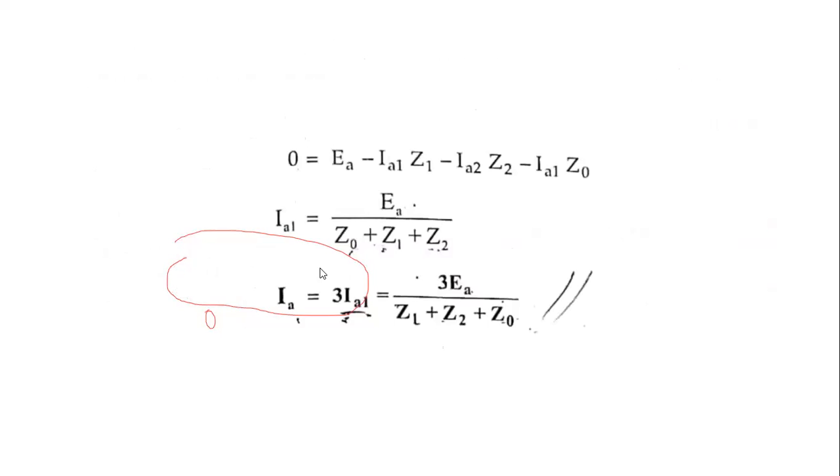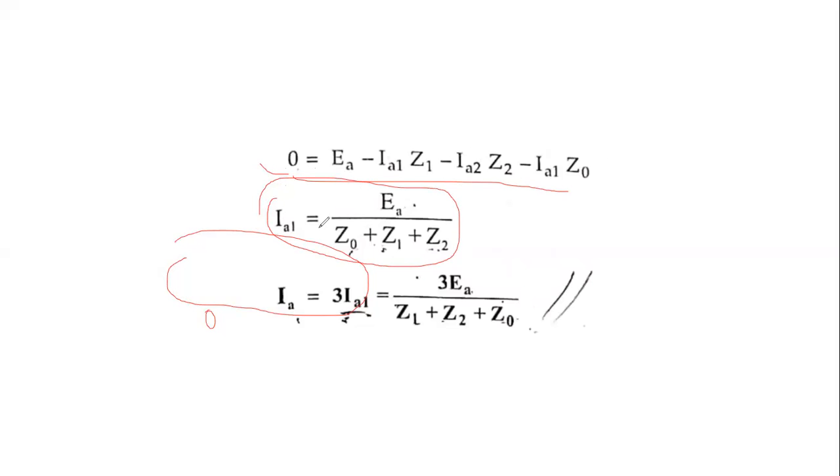Therefore, 0 is equal to EA minus IA1 into Z1 minus IA2 Z2 minus IA0 into Z0. Okay, from this equation, we write down the formula for IA1. Therefore IA1 is equal to, that is the positive sequence current at A phase.